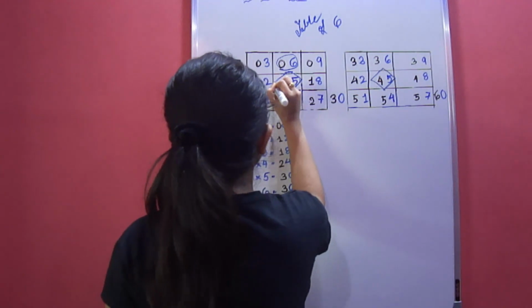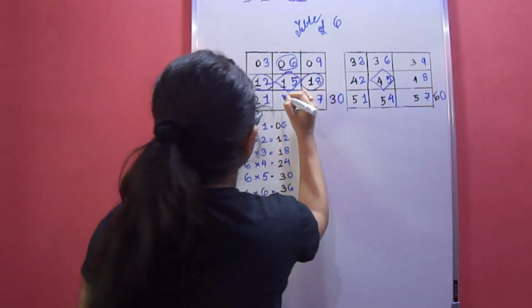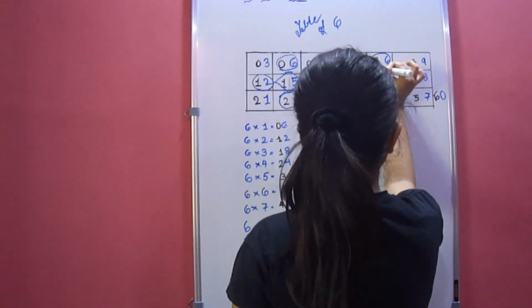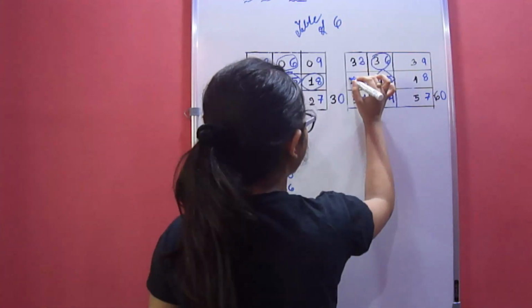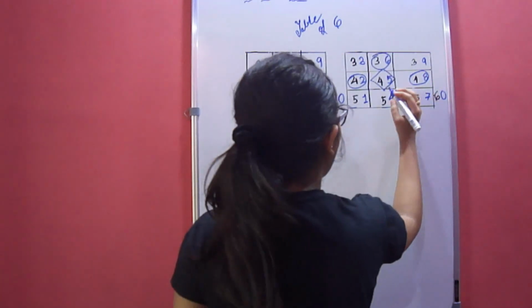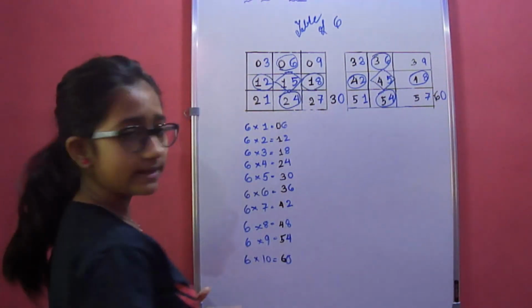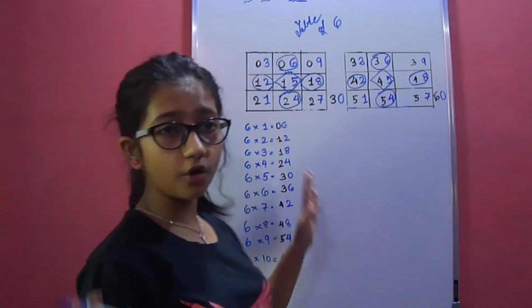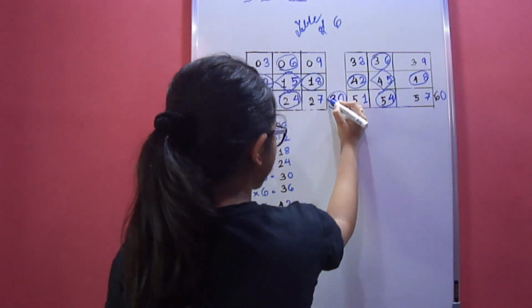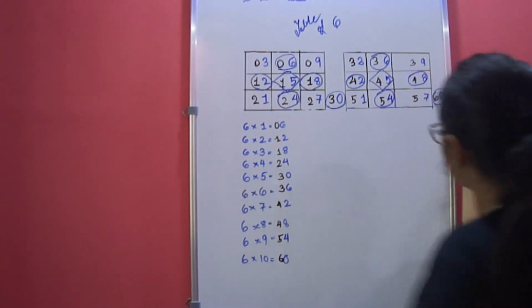Next we have 12, then 18, then 24, then 36, then 42, then 48, and finally 54. Now after encircling the numbers, we are also going to accept these 2 exceptional numbers. So 30 and 60 are the 2 exceptional numbers here.